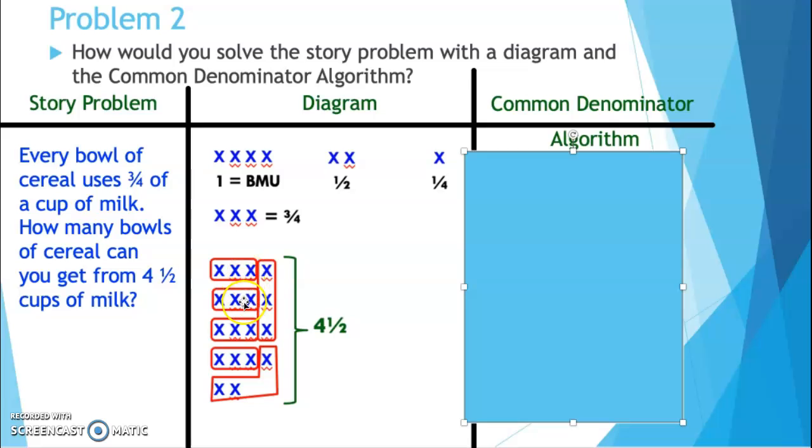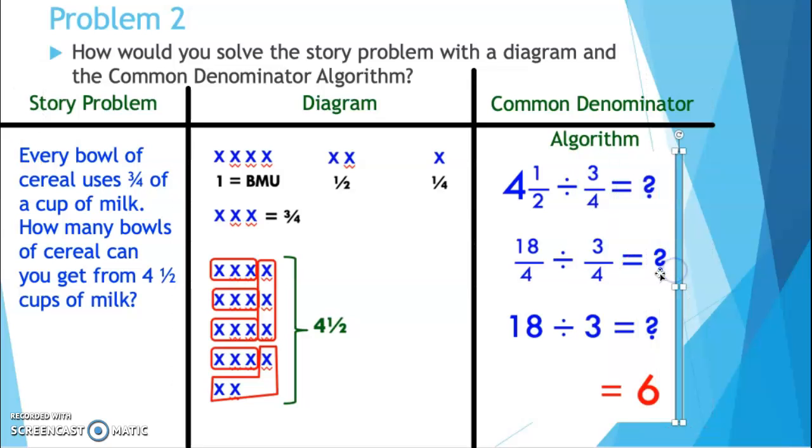1, 2, 3, 4, 5, and 3. Okay, is this correct? How did you do it? Let's look at the algorithm. 4.5 divided by 3/4 converted to 18/4 divided by 3/4. 18 divided by 3 is 6.